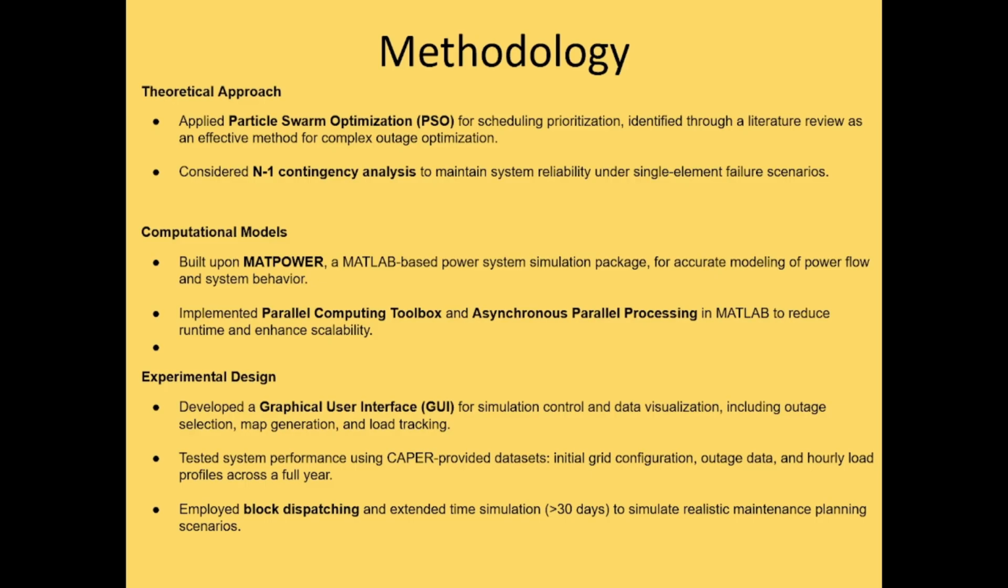One of the benefits is it was easy to implement an N-1 contingency analysis to ensure that we can maintain system reliability. Even if a single bus or branch fails, we're able to check and make sure that the rest of the system is intact. Our computational model is built upon MapPower, an external toolbox that you can download, and it gives you power system simulation code and accurately models power flow and system behavior for, in our case, an 118 bus system.